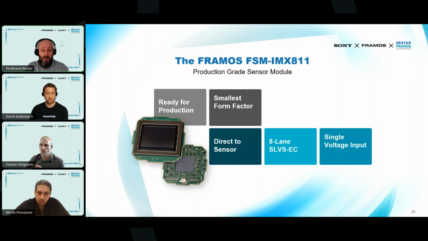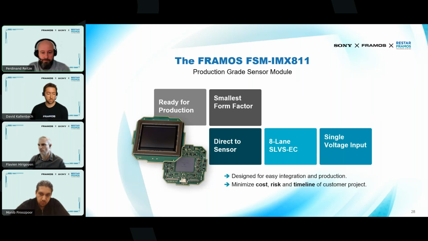It offers a form factor that is only slightly bigger than the sensor itself, and it comes with a direct to sensor adhesive bonding that allows best thermal coupling and minimal stress on the sensor itself and for active sensor alignment. It's supported by our own SLV SEC RX IP core. It comes with 4x2 lanes at 9.2 gigabits per second, and it's available as binary or source.